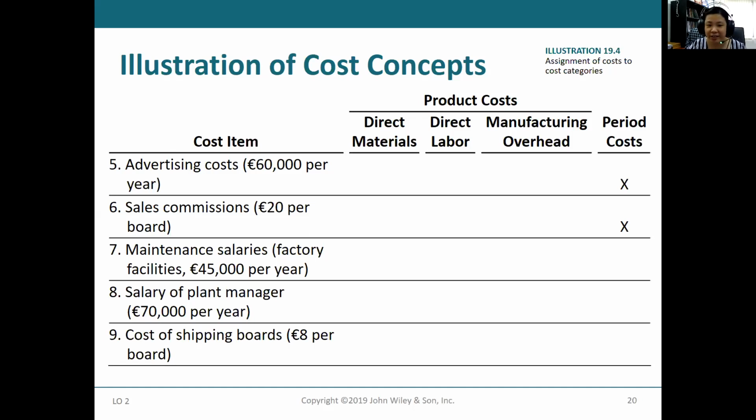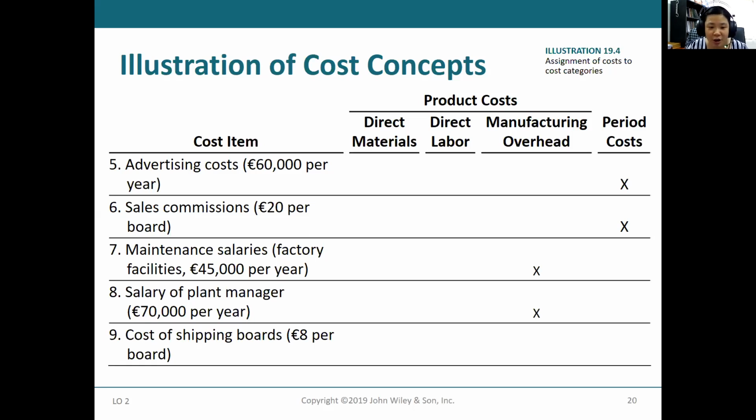Maintenance salary. Now this is the maintenance salary to the worker who works at the factory facility. At the factory, right? So it should be related to manufacturing cost. So in this case, it should be under manufacturing overhead. What about the salary of the plant manager? Plant means factory. So salary for the factory manager should be under manufacturing overhead because it's indirect labor.